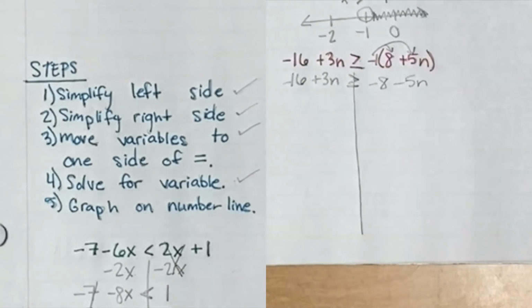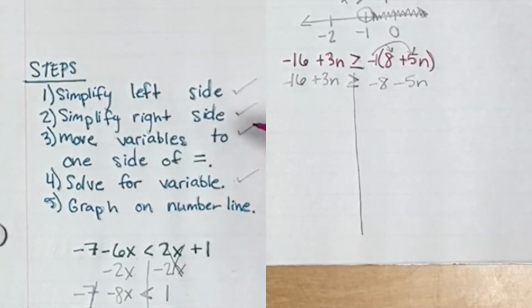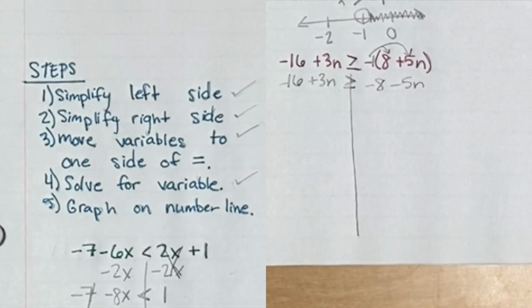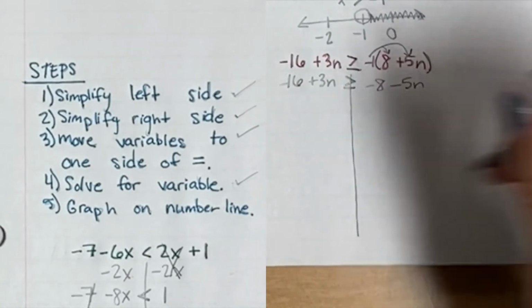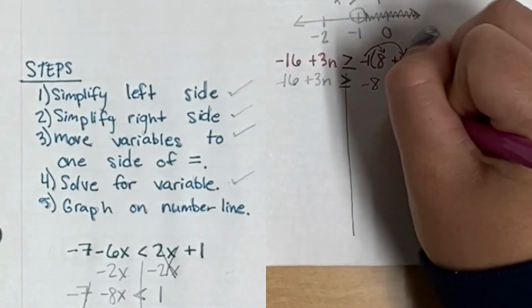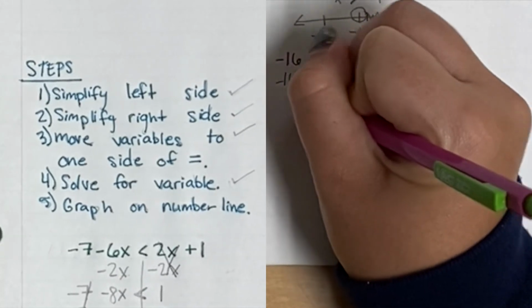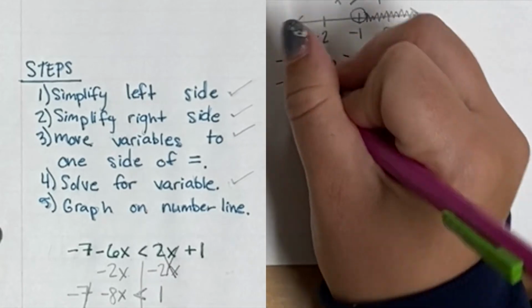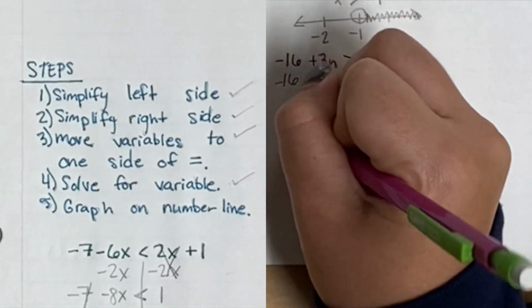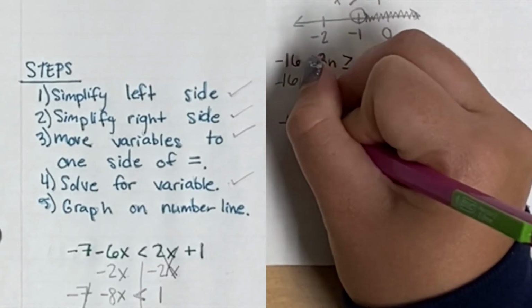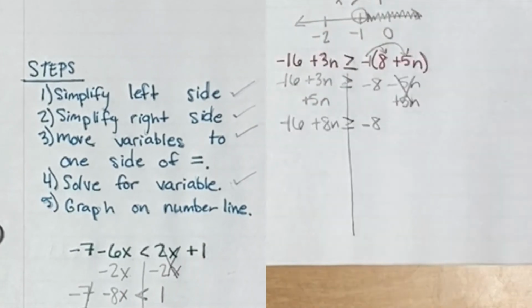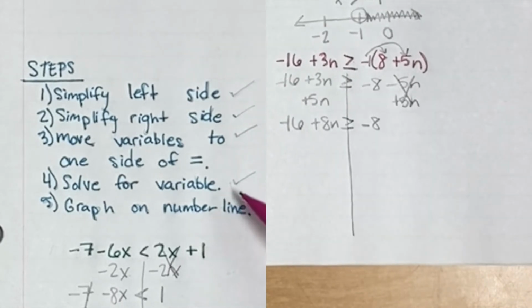I'm ready to move on to step number 3. I need to move my variables to one side of the equal sign. In this case, it's an inequality. Again, it does not matter which direction you go, so I'm going to move the 5n to the 3. So I'm going to cancel these out. My -8 drops down. -16, nothing happened with that. 3n plus 5n is 8n. And I did not multiply or divide by a negative, so my symbol stays the same. Now I've done step number 3, so I'm going to solve step number 4.